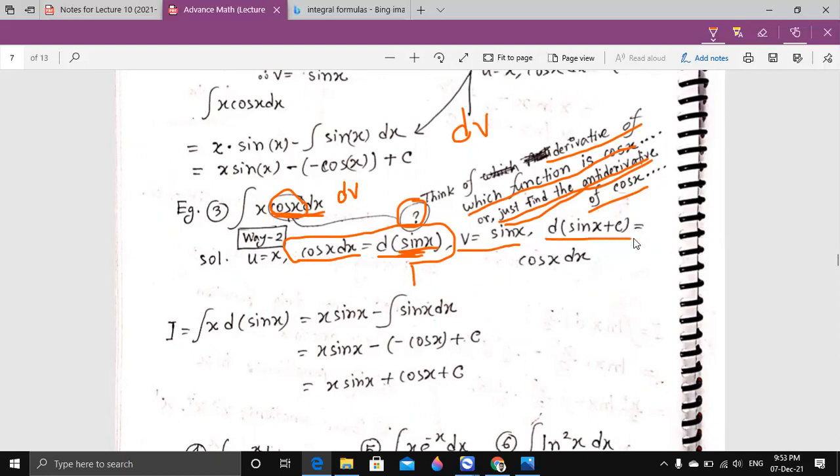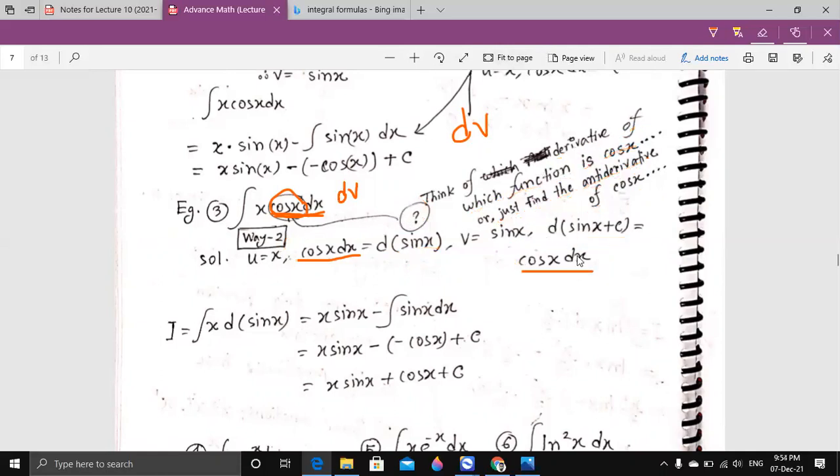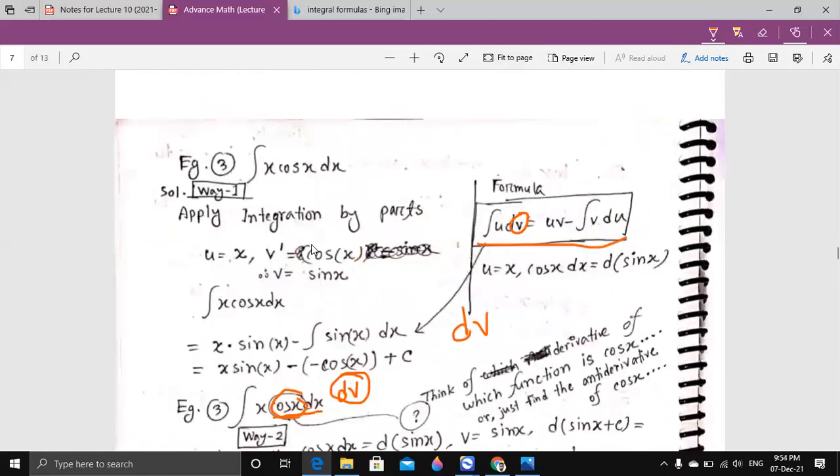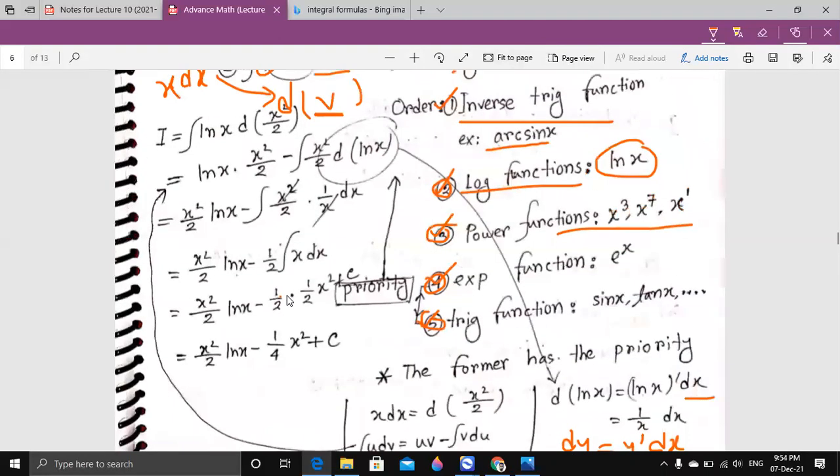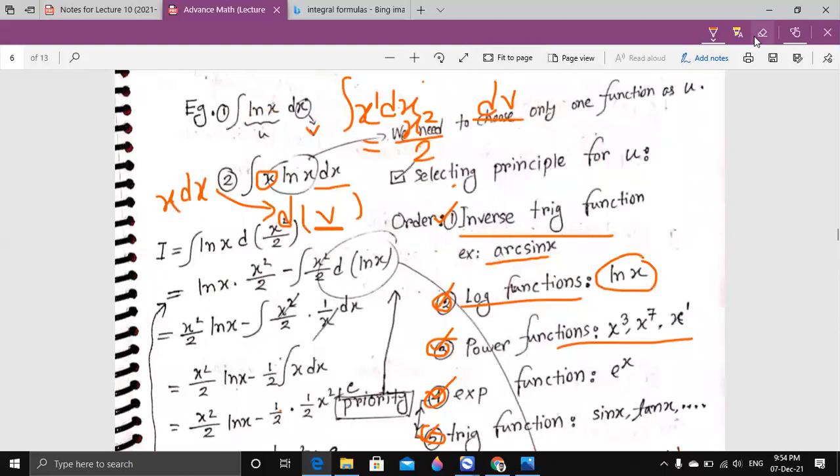And here is some small explanation. You see here d sin x plus c. That means the derivative of sin x plus c will be cos x dx. So that's why we are finding the antiderivative. To convert this cos x dx to something like dv, we find the antiderivative of cos x, okay? So if you understand this part, then we can come here.